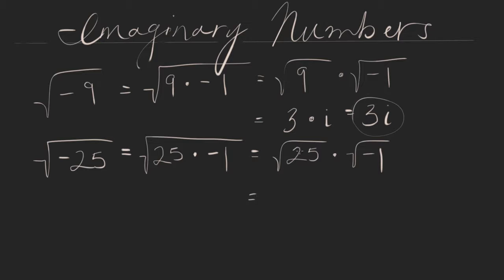And then we just take the square root of the 25, which is 5, times the square root of -1, and this right here equals i. So our answer for that is 5i.